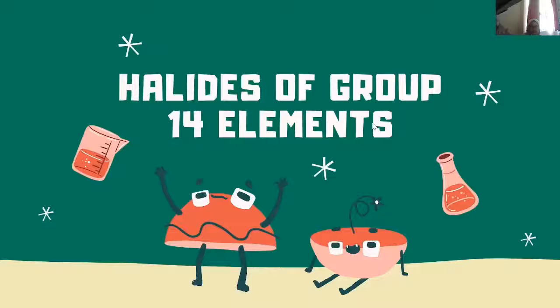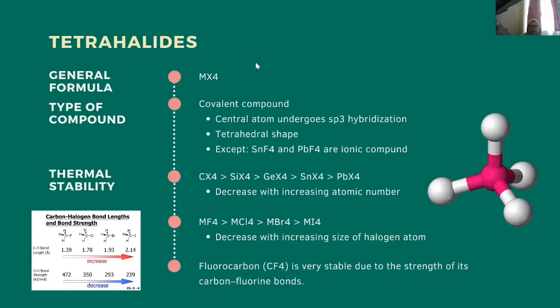Halides of group 14 elements. The elements of group 14 can form halides such as tetrahalides and dihalides. For tetrahalides, the general formula is MX4, where M stands for the group 14 element and X stands for the halogen atom. Most of the tetrahalides are covalent compounds. The central atom in the halides undergoes sp3 hybridization and the molecule is tetrahedral in shape, except for tin tetrafluoride and lead tetrafluoride, which are ionic compounds.